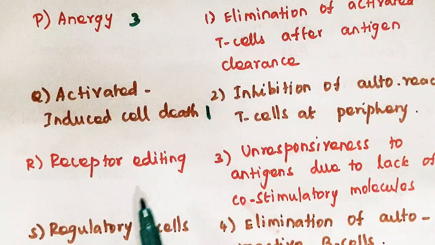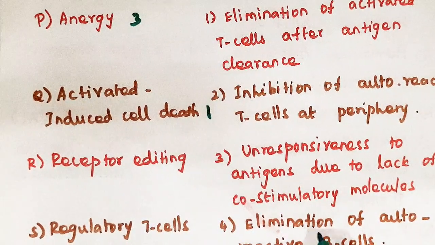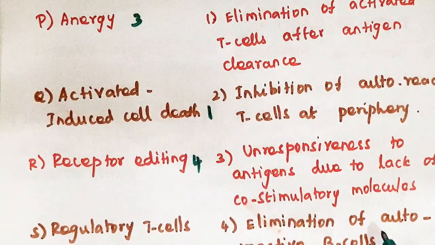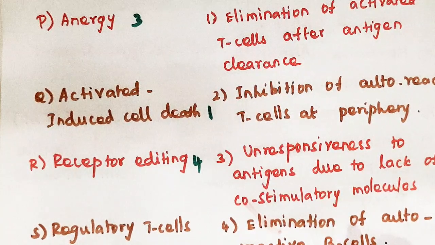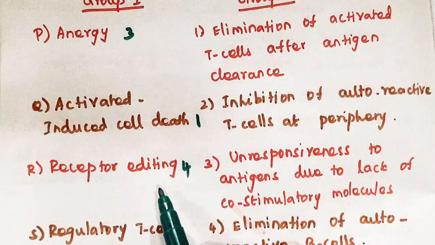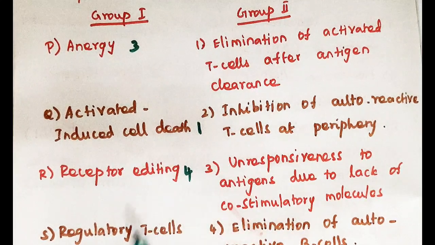So next one is receptor editing. In the receptor editing process, autoreactive B cell elimination takes place. Okay, so autoreactive B cells means B cells that react against the body's own substances. So it is a major mechanism in the bone marrow for maintaining B cell tolerance to the auto antigen. Okay, so it will eliminate autoreactive B cells. Okay, thereby it will protect our body's healthy cells.